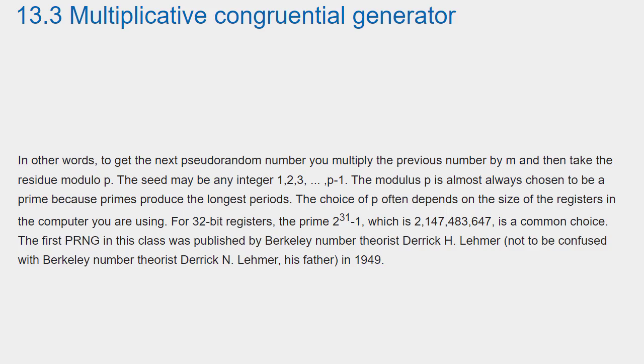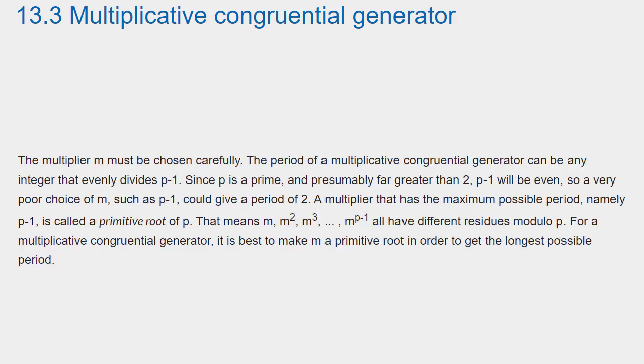The first PRNG in this class was published by Berkeley number theorist Derek H. Lehmer, not to be confused with Berkeley number theorist Derek N. Lehmer, his father, in 1949.